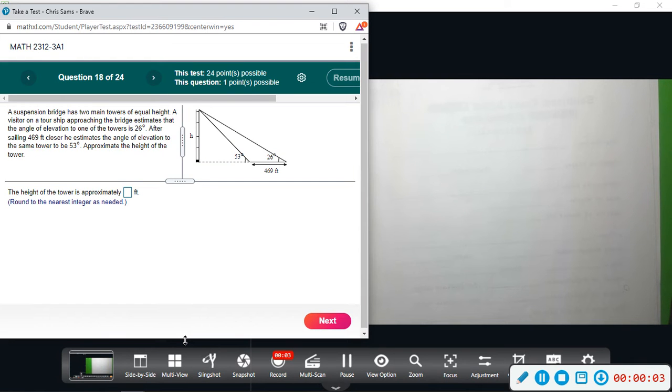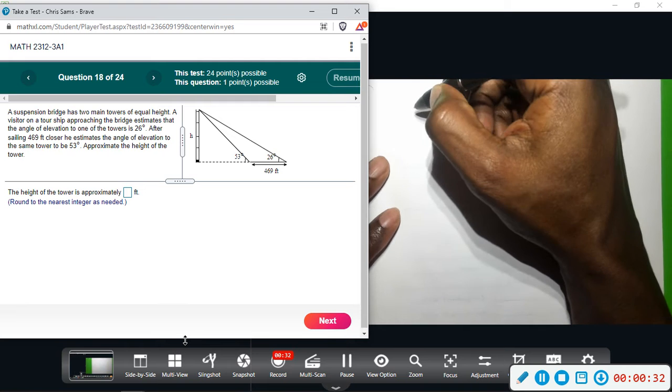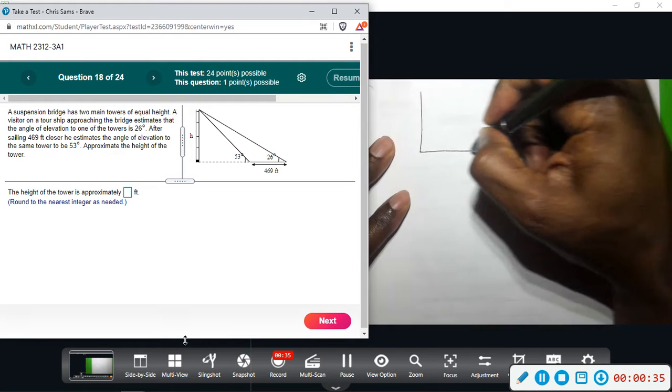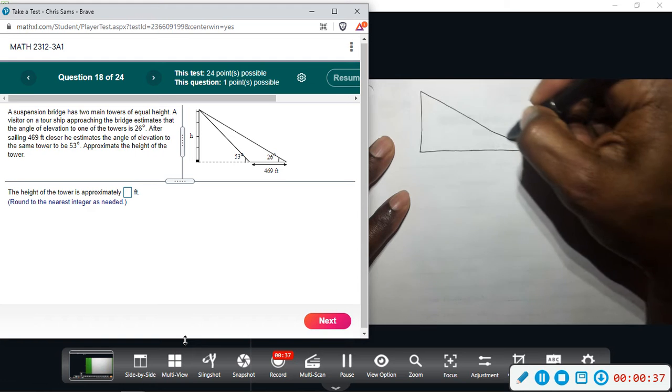Alright, number 18 gives you a suspension bridge, two main towers of equal height. A visitor on the tour ship is approaching the bridge, estimates that the angle of elevation to one of the towers is 26 degrees. After sailing 469 feet closer, he estimates the angle of elevation to the same tower to be 53 degrees. We're going to approximate the height of the tower. So I'm going to draw this diagram, and we want to estimate the height.